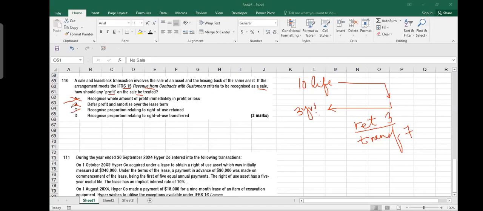This is also not the answer. Recognize the proportion relating to right of use transferred. This is the answer. You should be recognizing the profit based on right of use which you have transferred. Based on that, you should be doing it. So D option should be your answer.